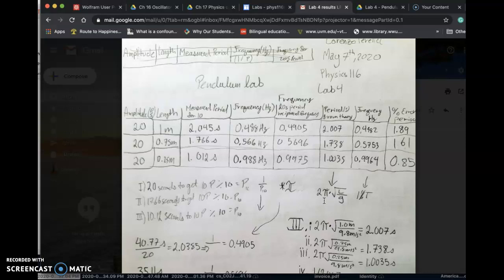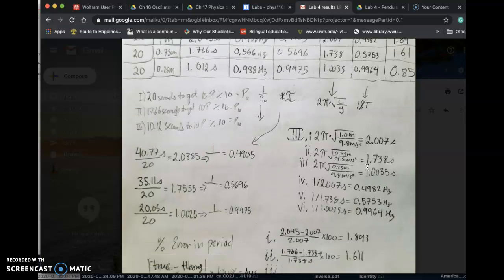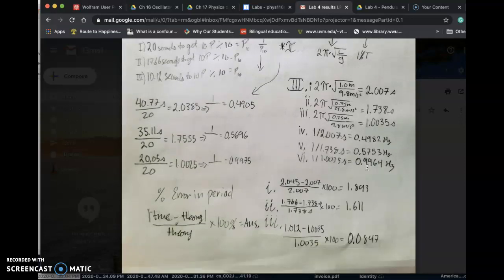We find that the period there would be 2 pi times the square root of 1 meter divided by 9.8 meters per second squared, and we get 2.007 seconds. We find the inverse of that to be 0.4982 hertz. Now, in order to calculate the percent error, we take the true value minus the theory value, and the absolute value of the difference divided by the theory times 100 will give us the answer.